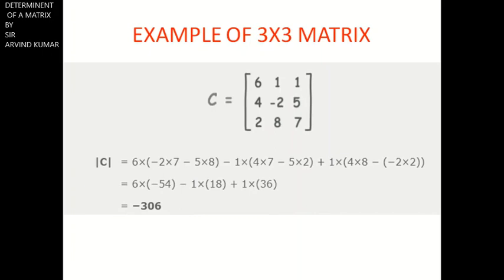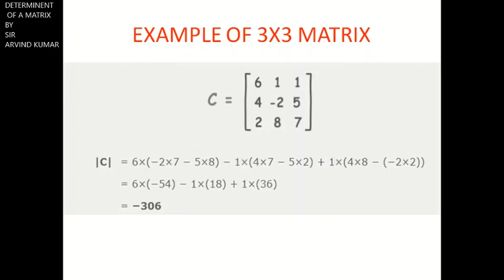Now C is a determinant which contains first row 6 1 1, second row 4 minus 2 5, third row 2 8 7. When we expand it along the first row, we take 6, that is first row and first column, eliminated, and what is left? Minus 2, 5, 8, 7. Their cross product gives us the value of that determinant. Then take minus 1. Why take minus? Because the position is 1, 2. 1 plus 2 is 3. Whenever we have an odd position, we take negative.